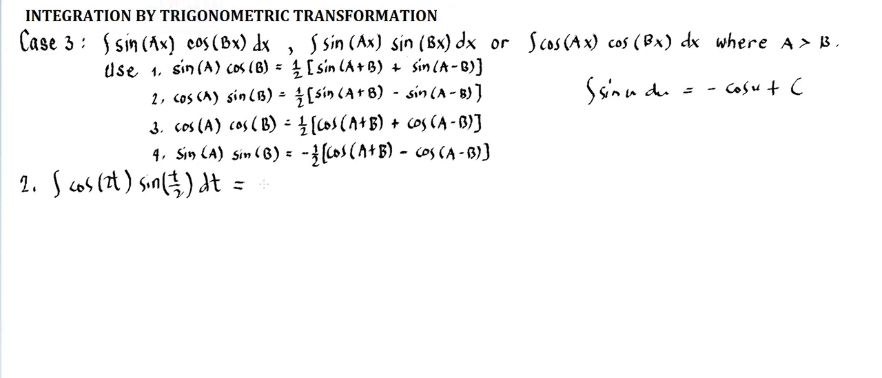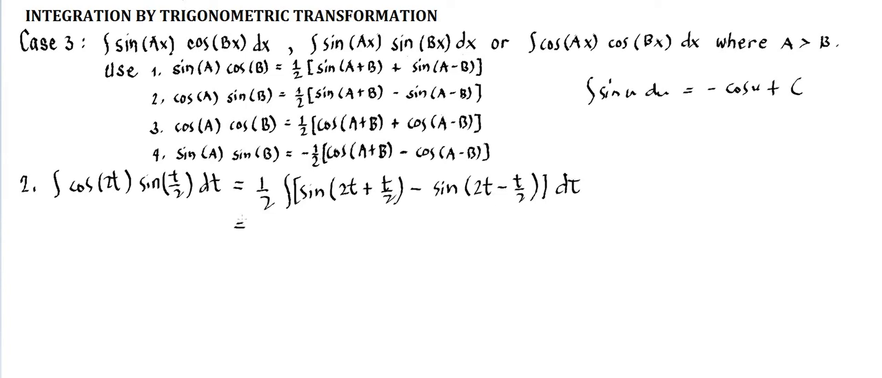1 half, ano? And then, integral of sine of A plus B. So, yung A natin ay yung 2t. At yung B naman natin ay yung t over 2. So, plus t over 2. And then, minus, ano? Sine of A minus B. So, yung A natin ay 2t. Yung B natin ay t over 2. And then, times dt.